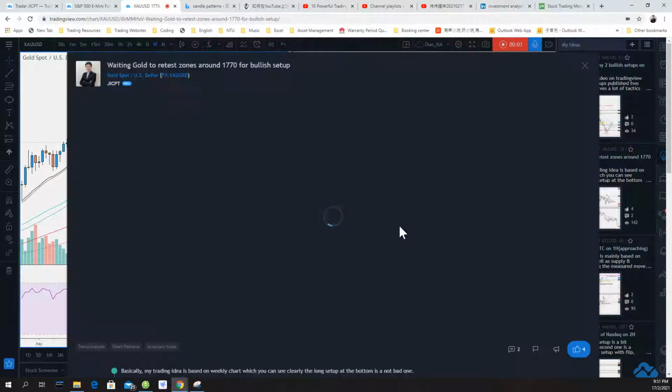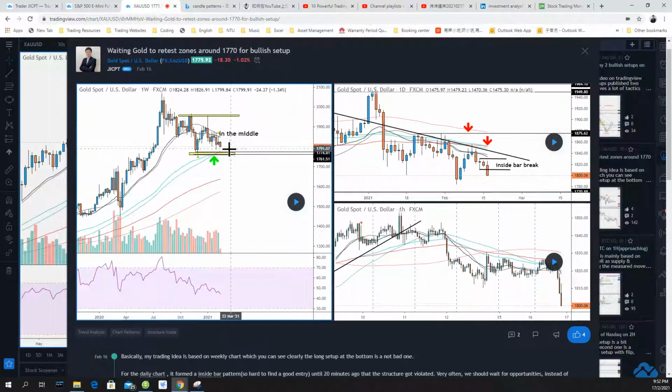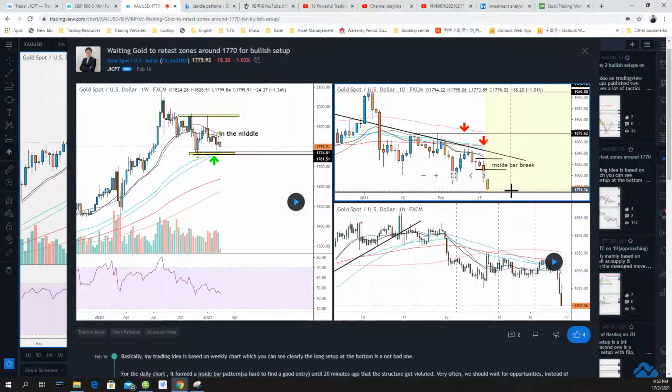Today I want to review my idea, shared yesterday, titled "Wait and Go to retest the zones around 1770 for bullish setup." Because today price dropped about $16 per ounce, almost around this area. So let's see. All right, the lowest level is 1773, very, very close to this area.